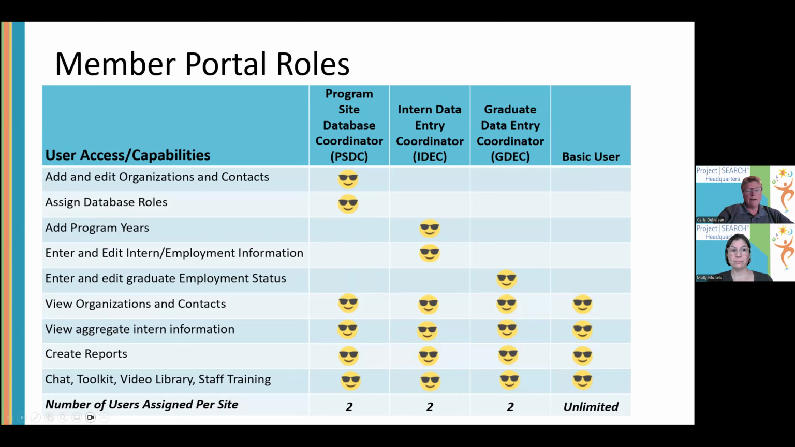And their special superpowers are that as the program site database coordinator, again, they can add and edit any of the partner organizations and the contacts. So they're going to add partner organizations. They're going to add contacts to the portal. Your team members will be added to the portal by these two people. And then again, they also have the ability to assign the other database roles.